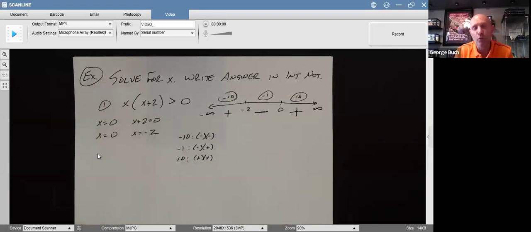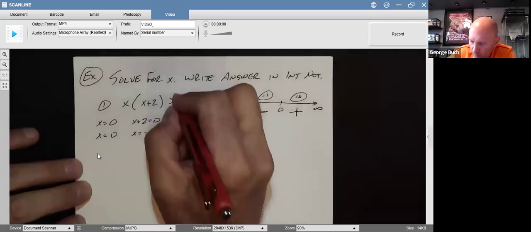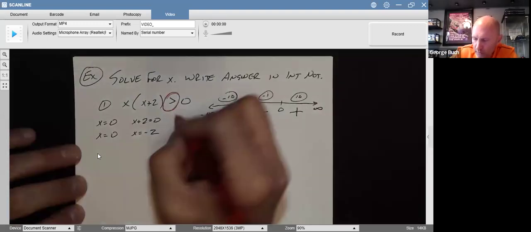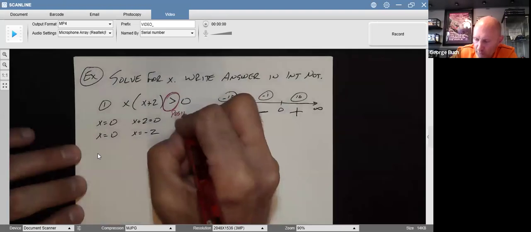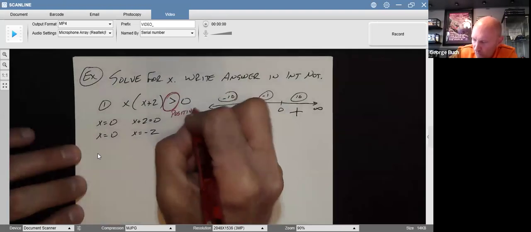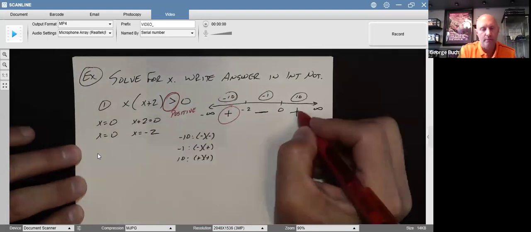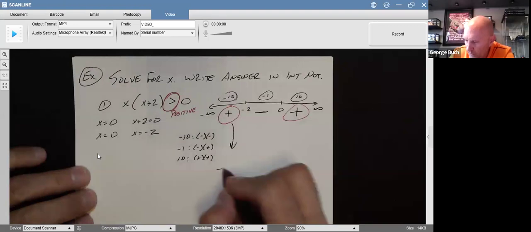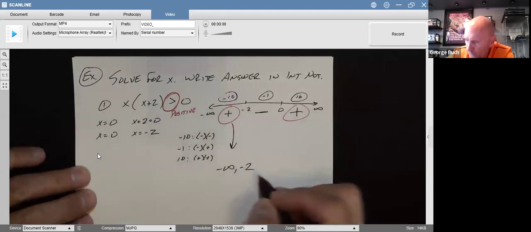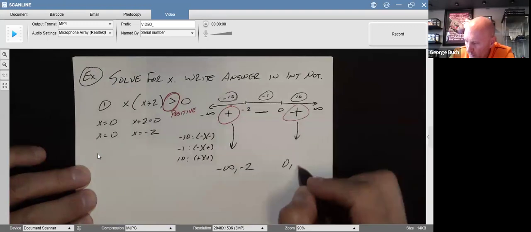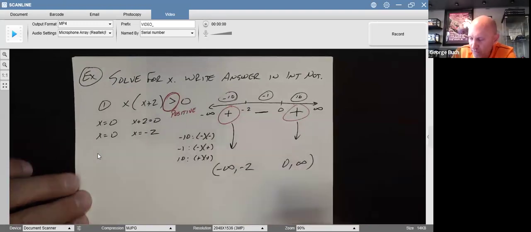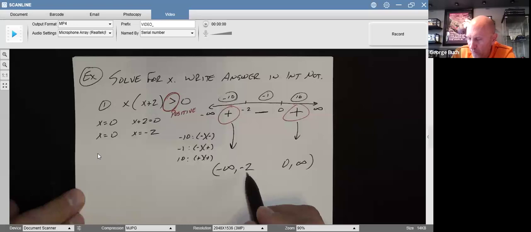Now, I need to decide which interval I am using for my final answer. Well, I want this entire product to be greater than 0. Anything greater than 0 is positive. So I want the positive intervals, which are on the ends here. So this interval is negative infinity to negative 2. This interval is 0 to infinity. I know the infinities always get the parenthesis.